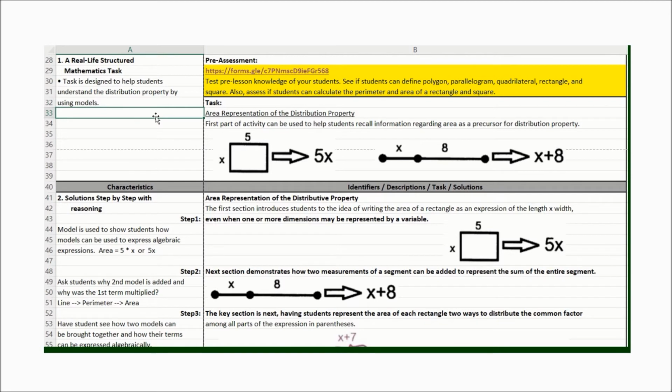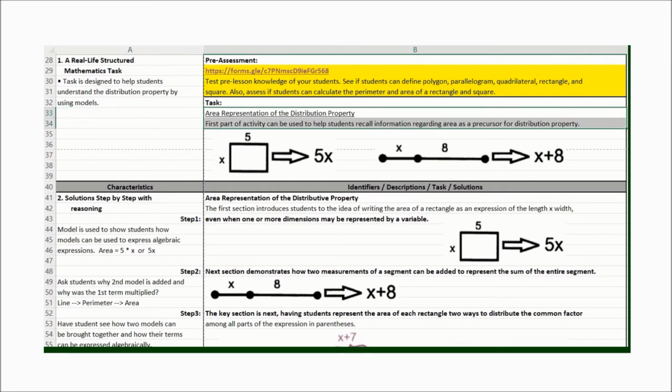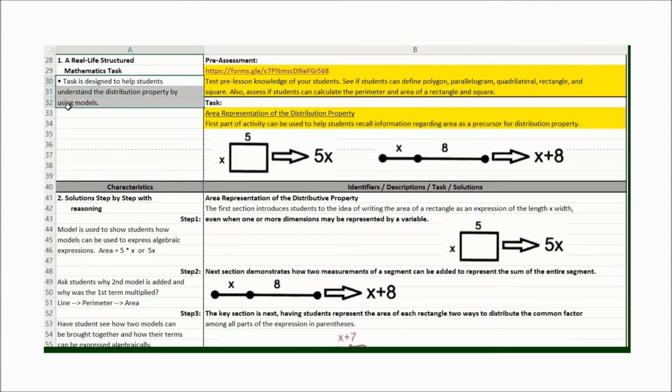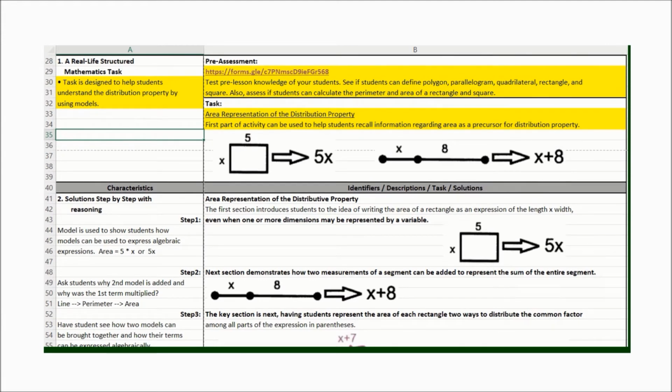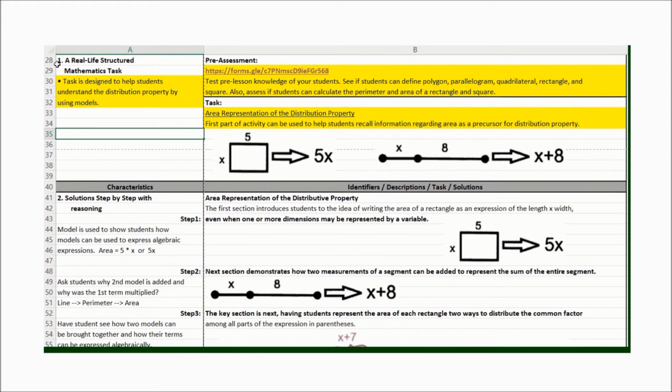Now we move into our lesson. Our task is area representation of the distributive property. The first part of the activity can be used to help students recall information regarding area as a precursor of the distributive property. And as you can see with the models we have here, we show the models and how they're represented in algebraic form.